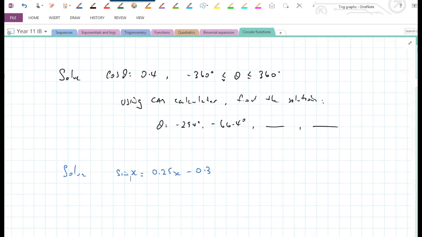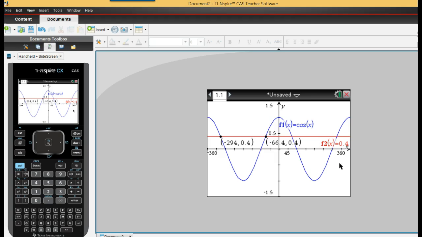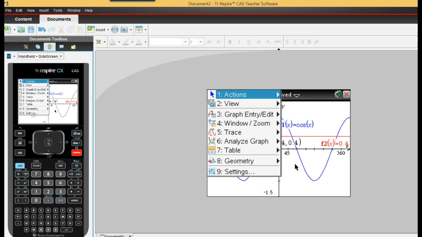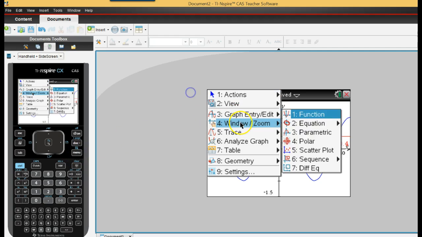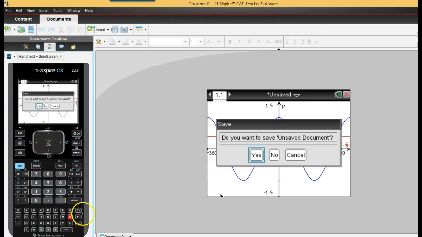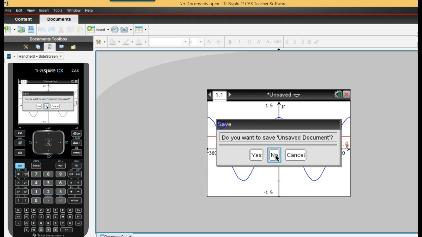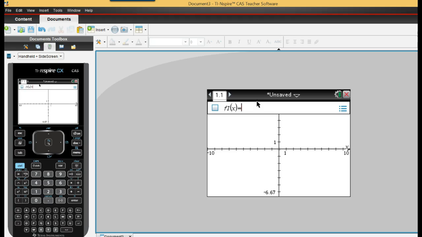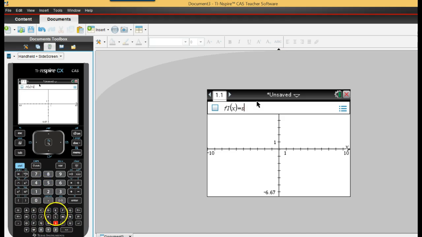So what we need to do now is go back into our calculators. We need a new graph. I think Control N will give us a new one. So in here we're going to sketch sine x as one of our curves. You just type in sine bracket x, close, hit enter.